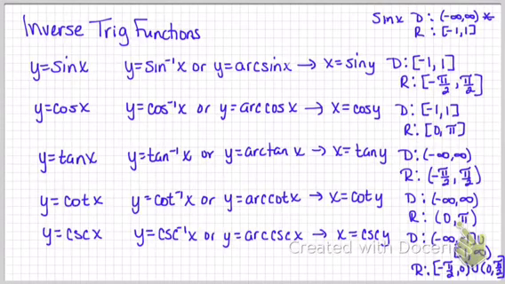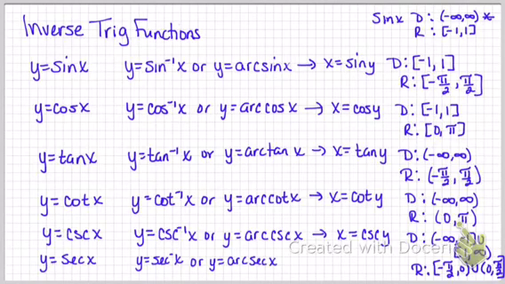Sorry, I'm running out of room there. And then our last one, I'm going to have to write a little smaller, I think. So we got y equals secant of x. Its inverse is written as y equals the inverse secant of x, or y equals arc secant of x, which just means that x is going to be equal to the secant of y when we switch x and y from the original function.